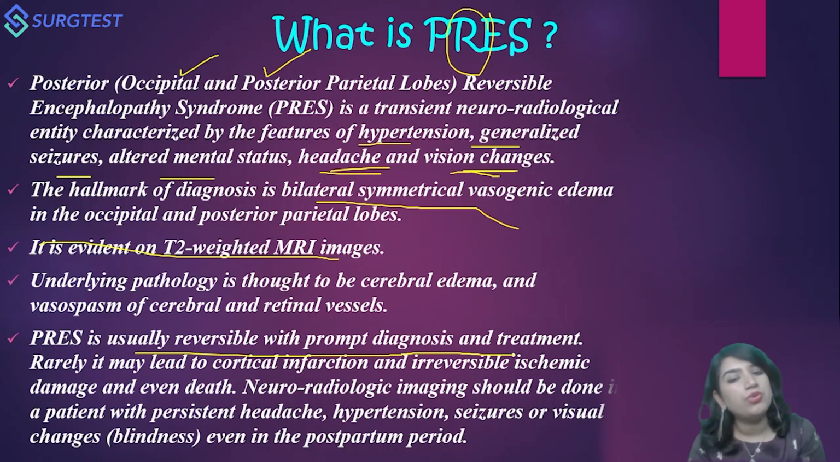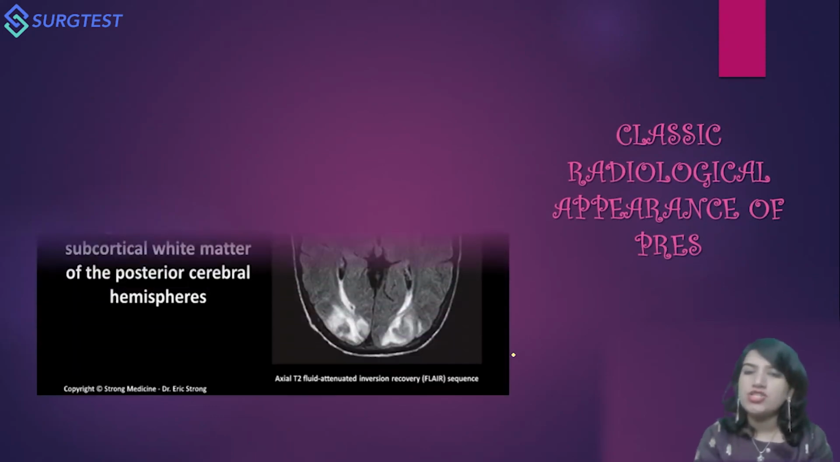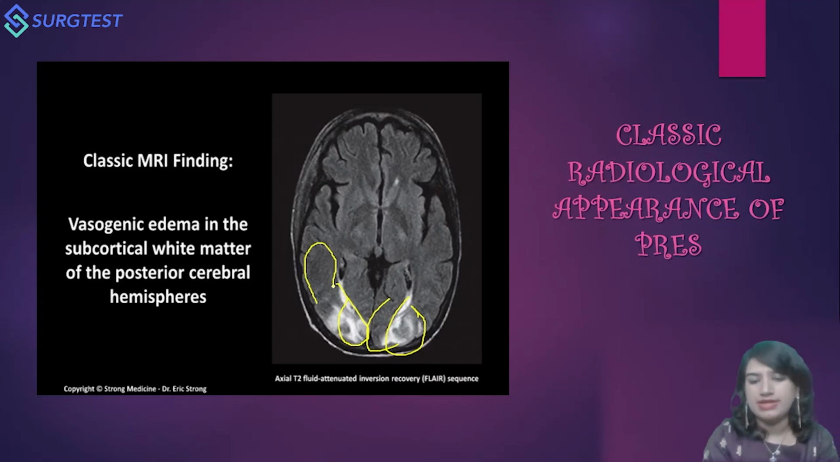Now, when do we need to do radiological imaging? Neuroradiologic imaging should be done in a patient who's complaining of persistent headache or persistent hypertension, recurrent seizures or visual changes, even in the postpartum period. So, despite all your measures, if she's complaining of these persistent symptoms, it is better to take her up for an NCCT or an MRI. The classical radiologic appearance of PRES is vasogenic edema in the subcortical white matter in the two posterior cerebral hemispheres. This is basically affecting the occipital lobes and may even extend to the posterior parietals as well.